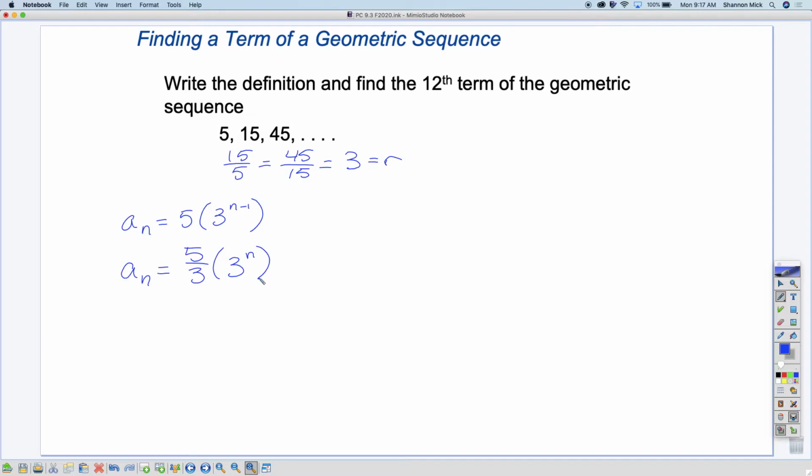Okay, so it's 5 times 3 to the n minus 1, right? Yeah. And then when I simplify it, it's going to be 5/3 times 3 to the n. And now what term does it want? The 12th, so all I do is plug in what? 12. So I have 5/3 times 3 to the 12th, which gives me 5 times 3 to the 11th. And we don't know 3 to the 11th. So on the test, you would leave it like that.